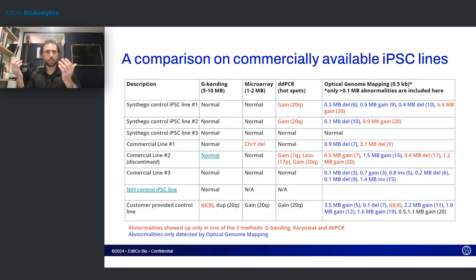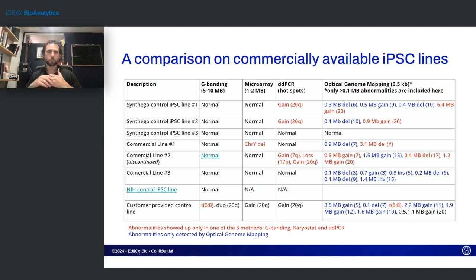All that to say, I also want to note that many commercially available iPSC lines are a bit genomically unstable when analyzed via traditional methodologies such as microarray or G-banding. So we worked with, as I said, many cell lines on our platform, and we wanted to go back and look at some of these other commercially available cell lines that we previously worked with that are listed in the chart on the slide there.